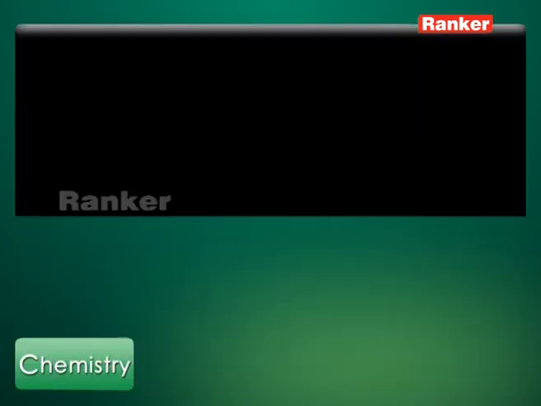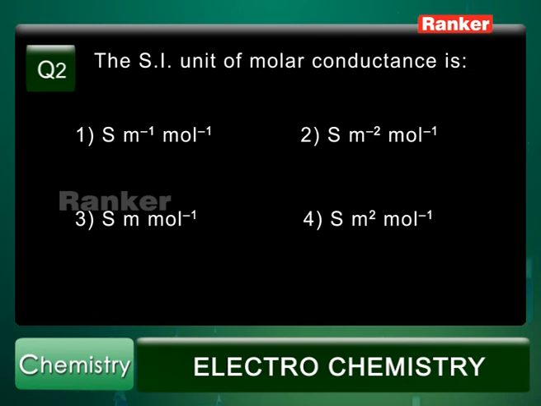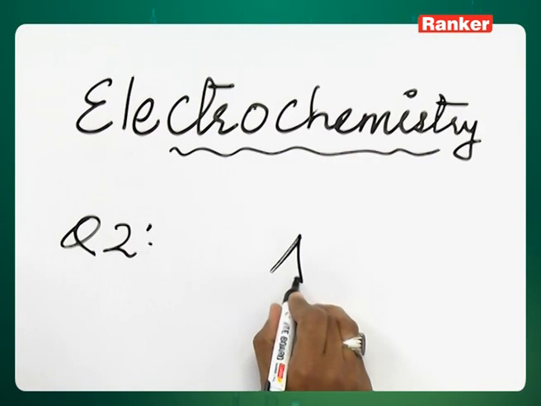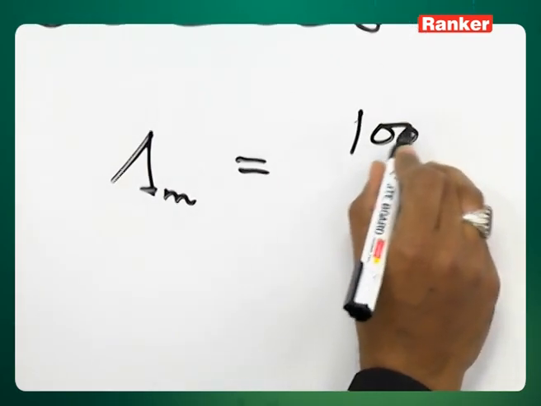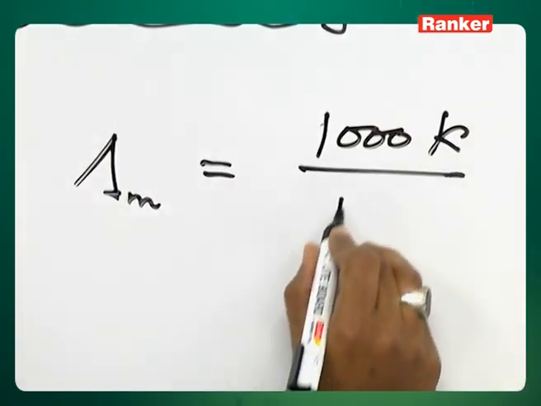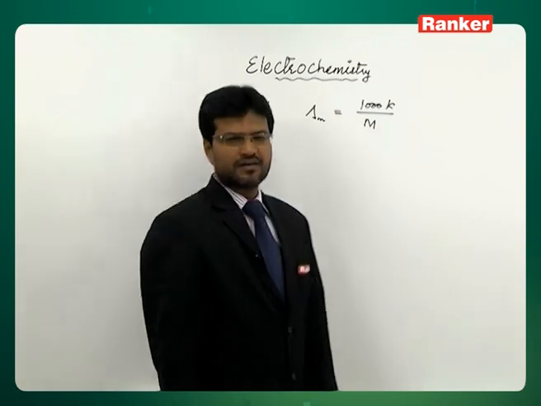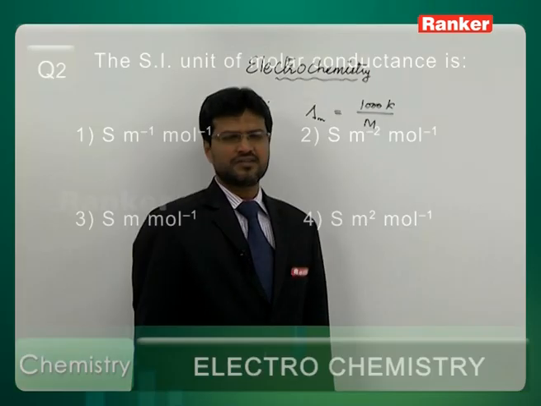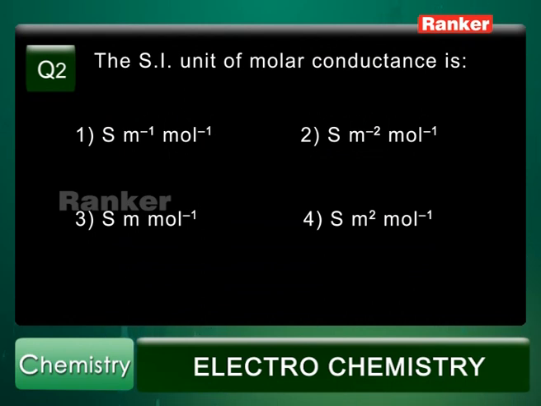Question number 2. The SI unit of molar conductance is. Molar conductance is lambda m. It is given by this expression 1000 kappa by M. M stands for molarity. And he is asking SI units. Look at the options. Number 1, S per m per mole, S per m power minus 2, mole power minus 1, S m mole inverse, S m square mole inverse, and the correct answer is S m square mole inverse. The answer is fourth option.